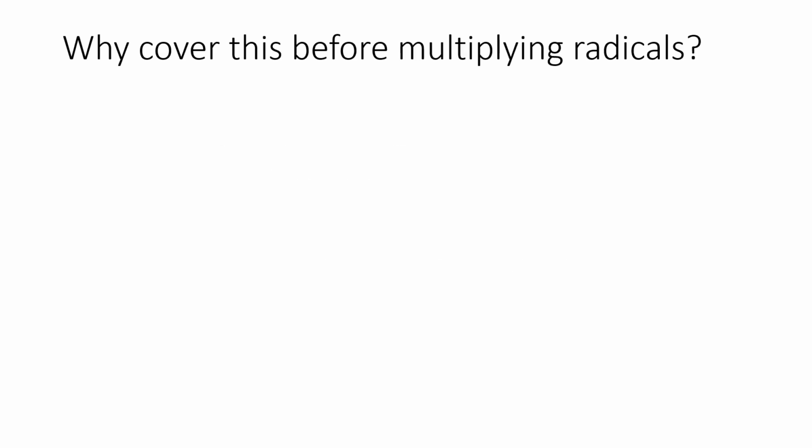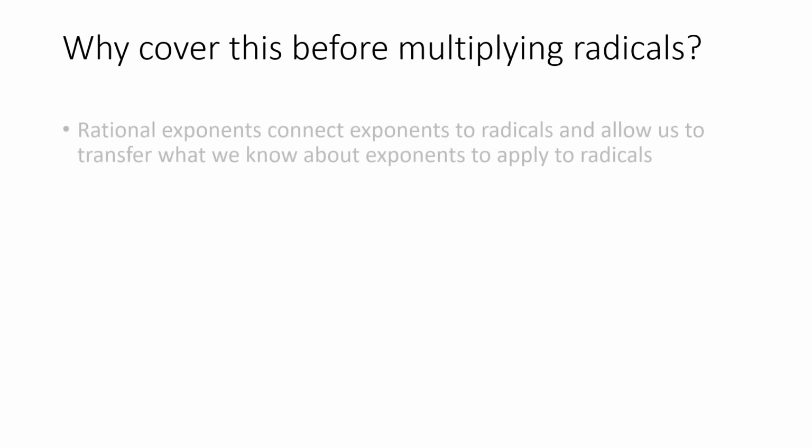Now, a question you might have is why cover this before covering multiplying radicals? If you're watching the videos in order, which I know some of you aren't, some of you just do a search like "show me rational exponents." But if you look on the channel in the order that the videos are, it's adding and subtracting radicals and then rational exponents and then multiplying radicals. And that might seem like an odd order. Why wouldn't we do all the operations on radicals in one go?